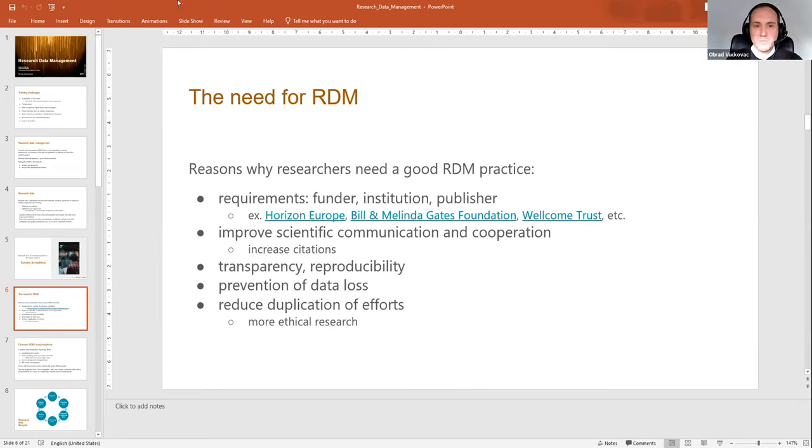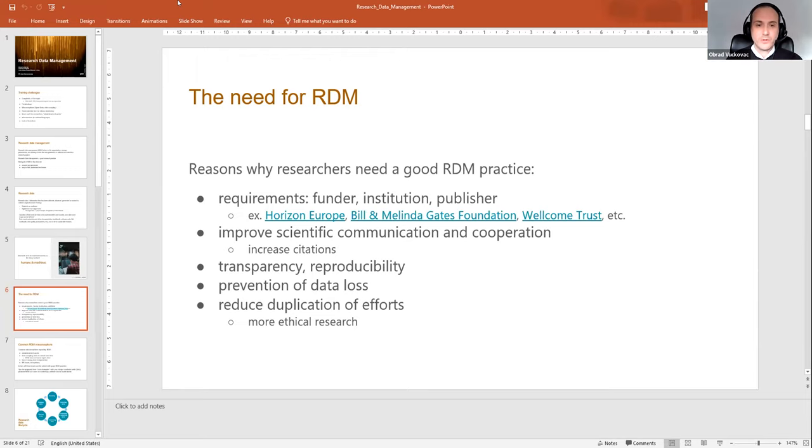Why is RDM needed today? There are a lot of reasons, like funder requirements, which is very current today. We have it now in Horizon 2020, and now in Horizon Europe, in Europe. Also private funders like the Bill and Melinda Gates Foundation, Wellcome Trust, and national funders also insist on RDM. You also have institutional policies that want this to happen. Also, publishers more and more ask researchers to deposit their data for review.